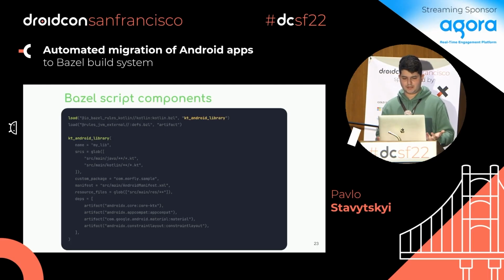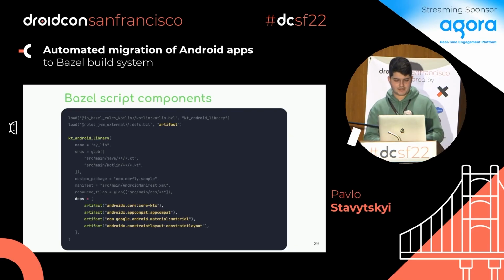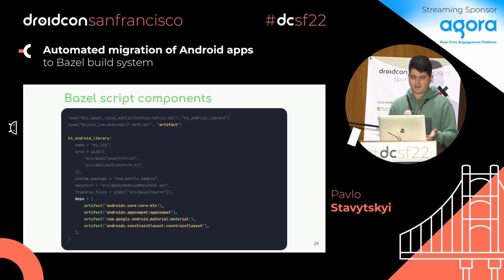And let's talk briefly about what it consists of. So first we are giving it a unique name, then some list of source files, some custom package as we do in Gradle. Also we are specifying the path to the manifest file, for example, resource files, and of course we need dependencies. We specify dependencies in a similar way. So we can specify either external dependencies, which are like third-party libraries and artifacts, and also we can specify internal dependencies like other modules in our project.